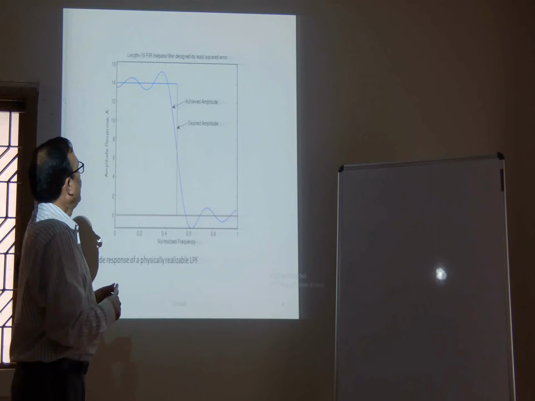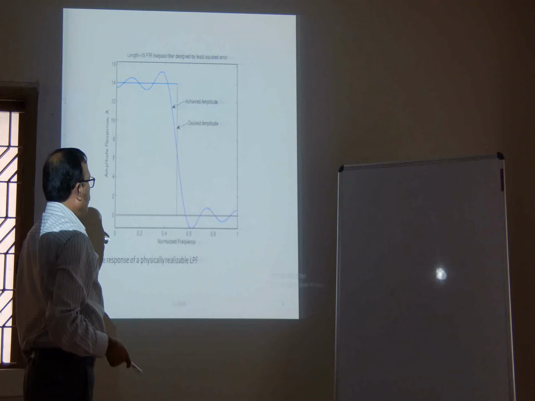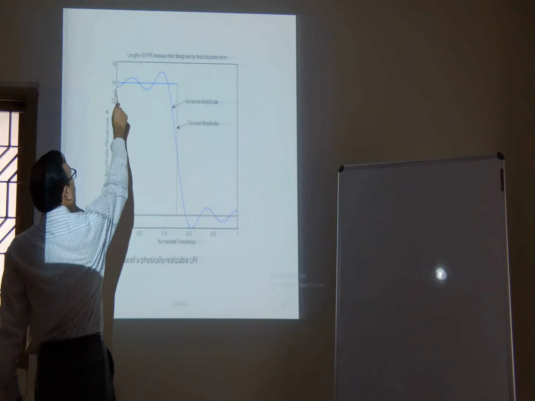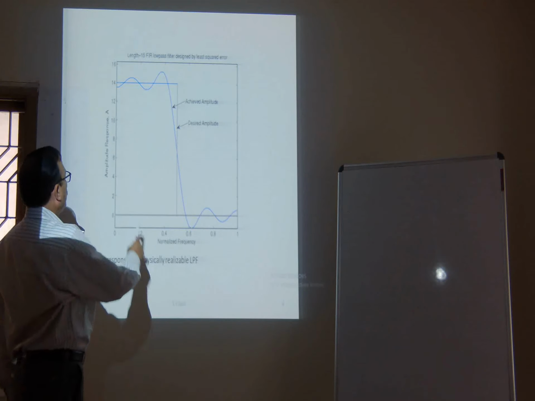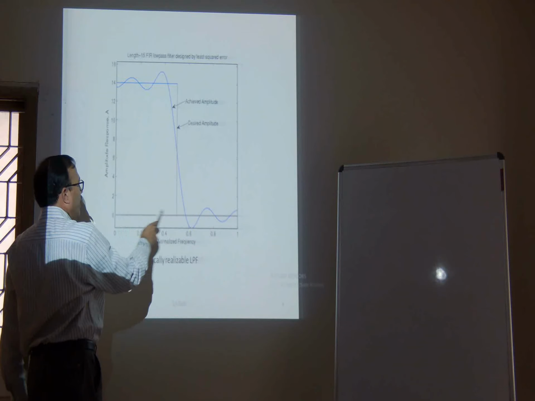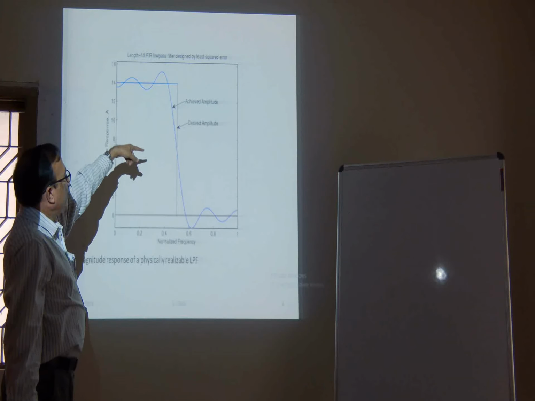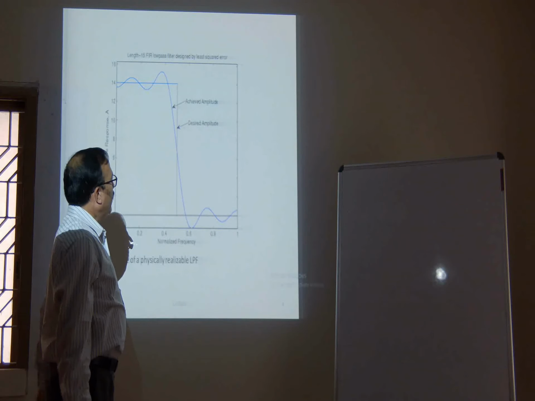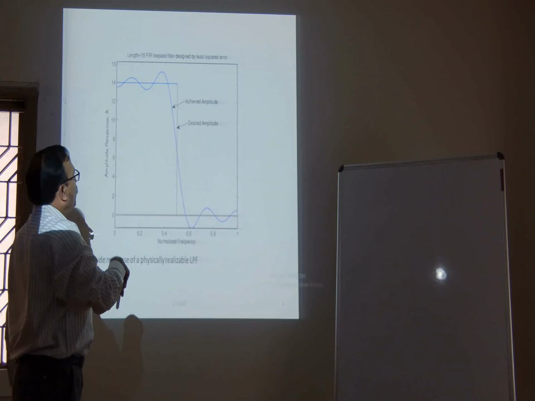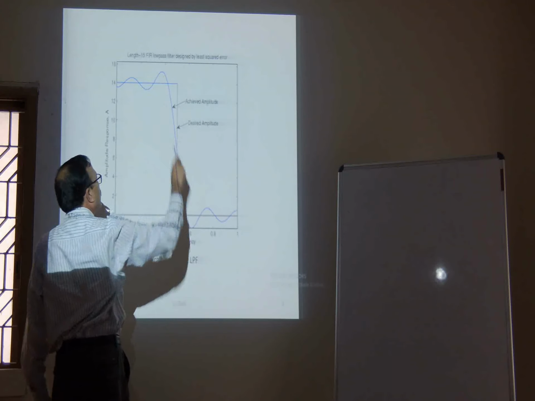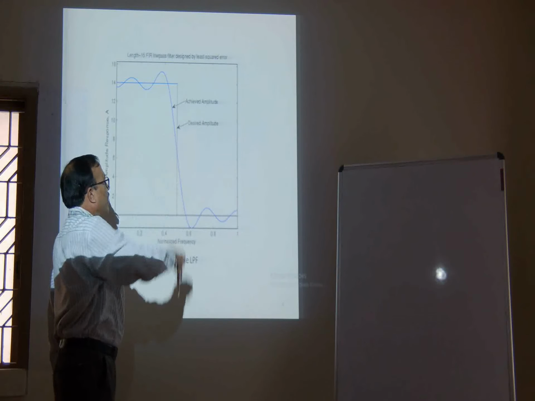This is the magnitude response of an ideal low pass filter and a physically realizable low pass filter. This is the magnitude response of the ideal low pass filter, and here we see that within this is the pass band, this is the stop band, and within the pass band the gain is constant, and within the stop band, for the ideal filter, the gain is 0. But in the physically realizable low pass filter, we see that in the pass band there are ripples, in the stop band also there are some ripples, and there is a transition band.